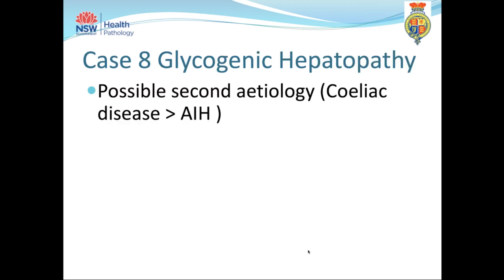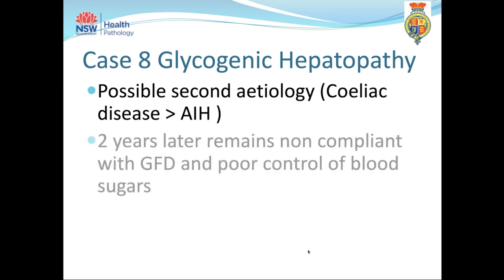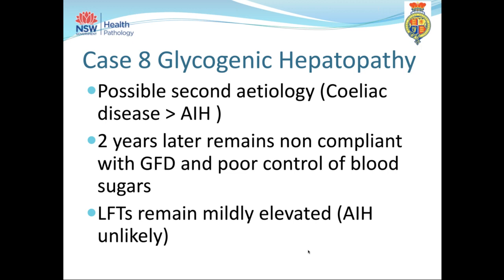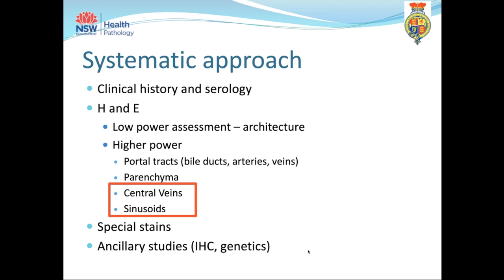In any case, in this woman, I signed it out as glycogenic hepatopathy with a possible second etiology, with celiac disease being more likely than autoimmune hepatitis. On follow-up, she remains non-compliant with her gluten-free diet, and she also has control of her blood sugars. So I think the diagnosis remains valid, and her LFTs remain at most mildly elevated, making autoimmune hepatitis unlikely. So moving now away from the hepatic parenchyma to some of the vascular lesions in the liver.